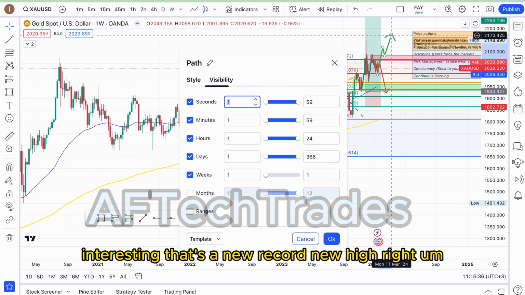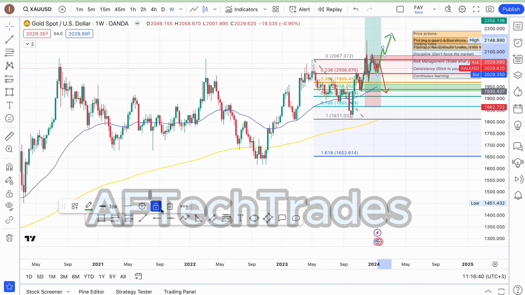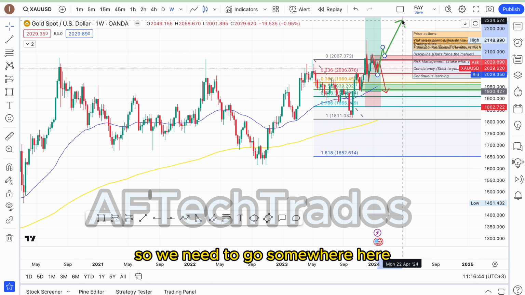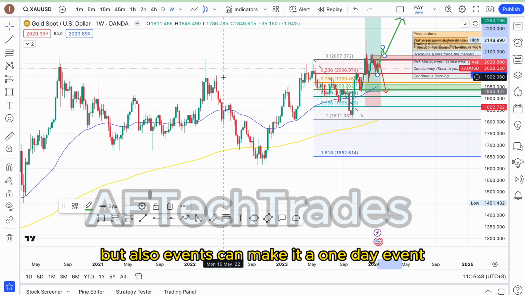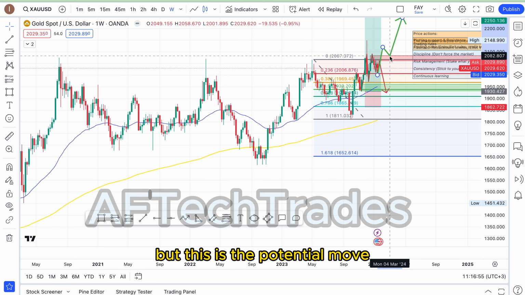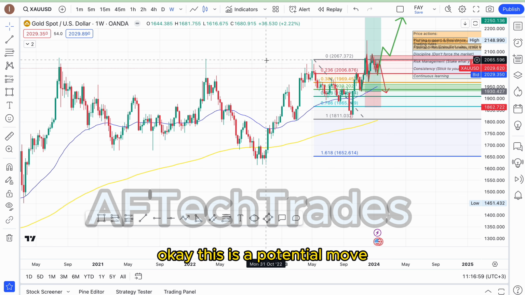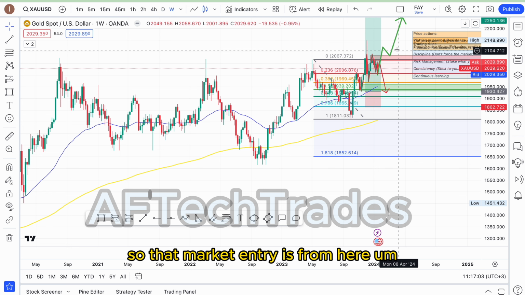Interesting. That's a new record, a new high, right? Unlock this, so it will go somewhere here. This is not a one-day journey, but events can make it a one-day move. This is the potential move, but only if it breaks and retests this. So the market entry is from here.